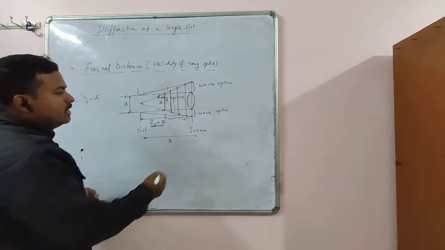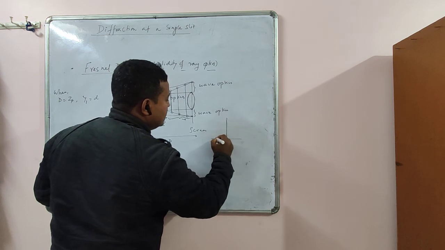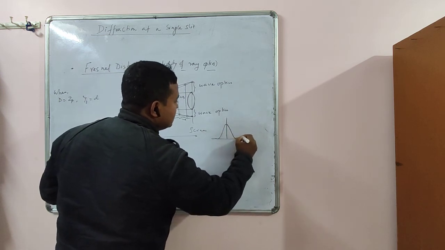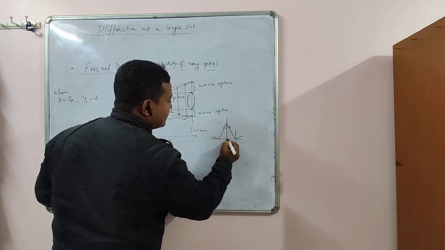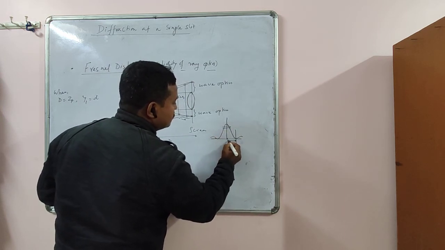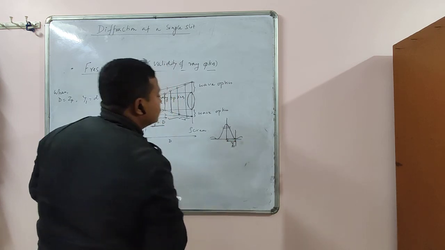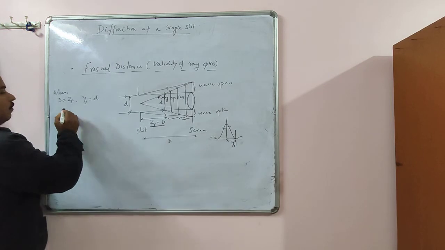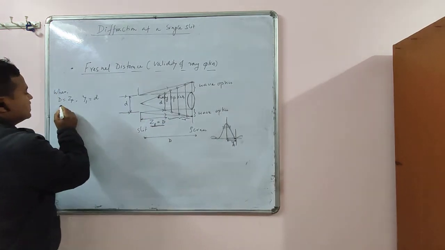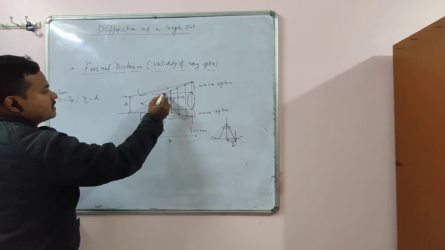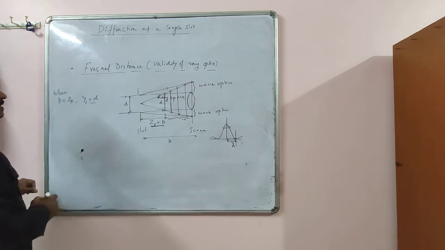Now Y1 means what? If we draw the intensity graph, here you see this is the central maximum. So this is the spreading from the center, and this is Y1. So when the distance D is equal to ZF, the Fresnel distance, the spreading of the central maximum is minimum, and that is equal to what? The slit width.